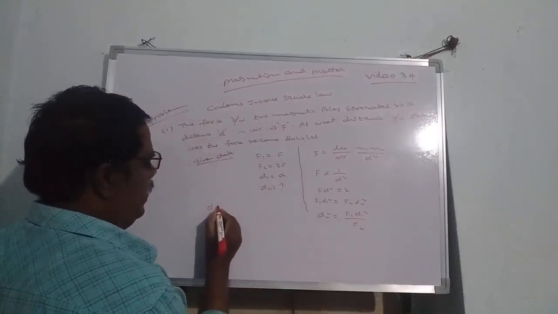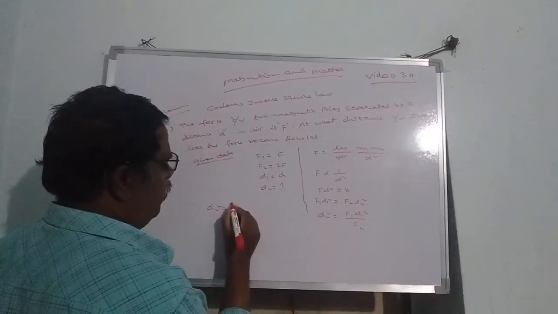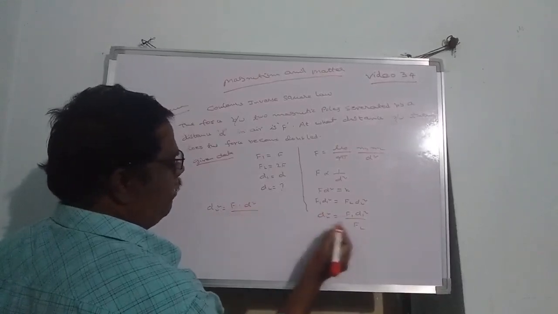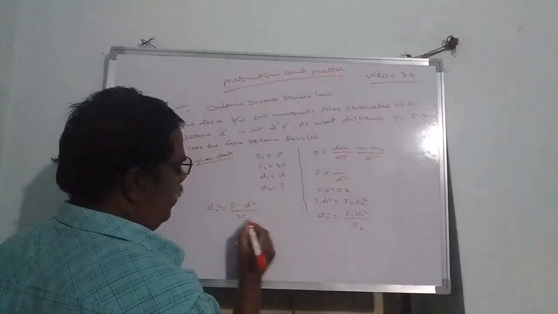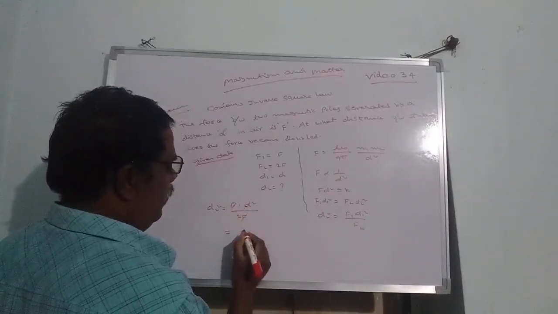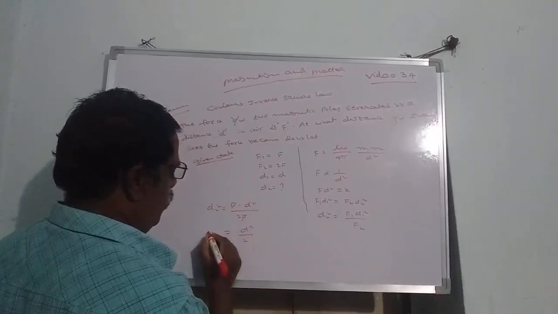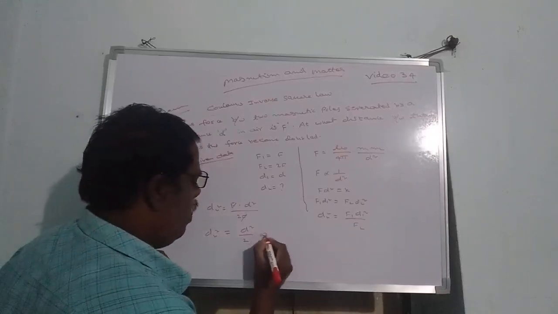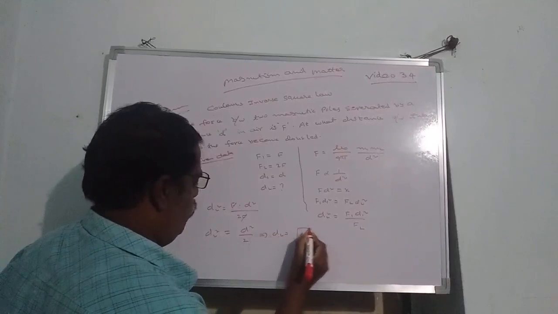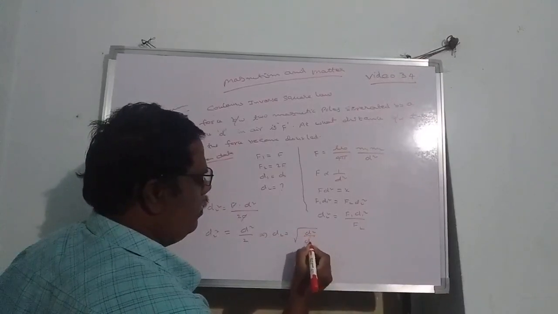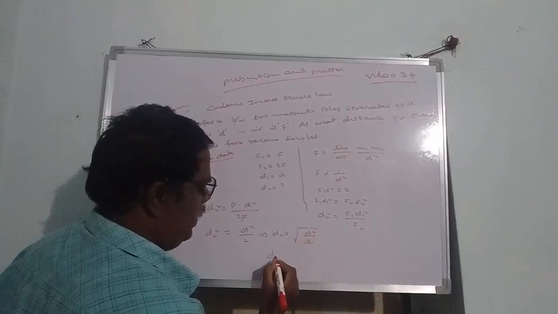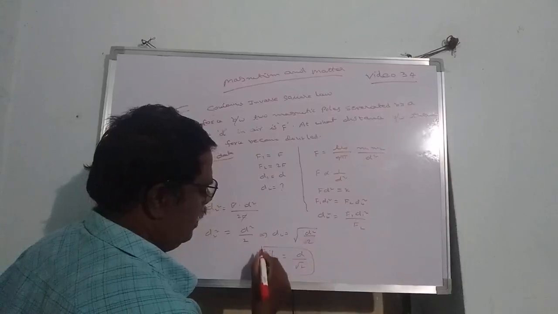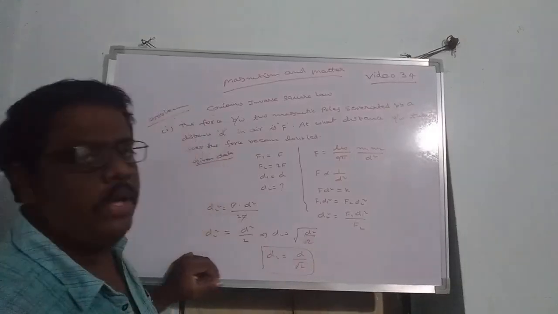Substitute the values. d2 square is equal to F1 is equal to F, d1 square is nothing but d square, F2 is equal to 2F. Cancel this F and F, then it becomes d square by 2. Therefore d2 square is equal to d square by 2, or d2 is equal to root of d square by 2, or we can write it as d2 is equal to d by root 2. So this is the answer. d2 is equal to d by root 2.